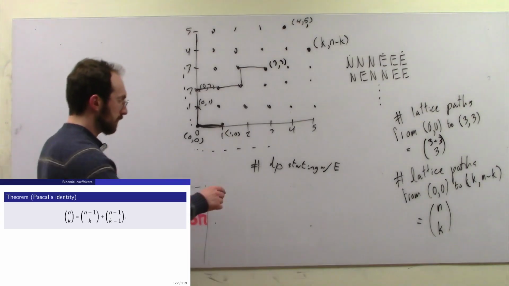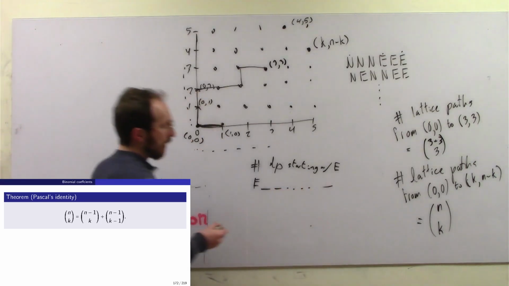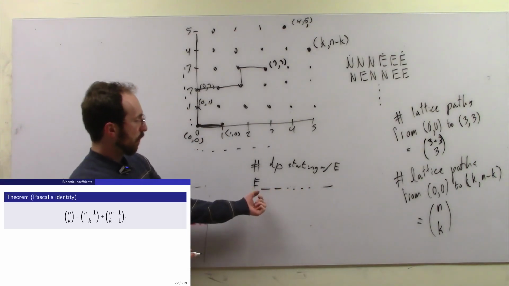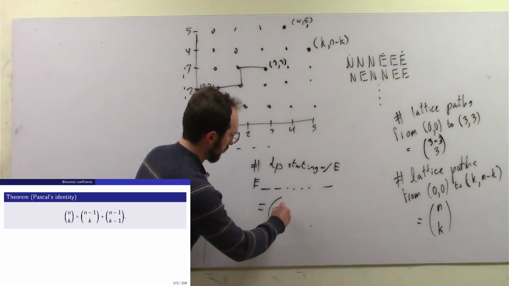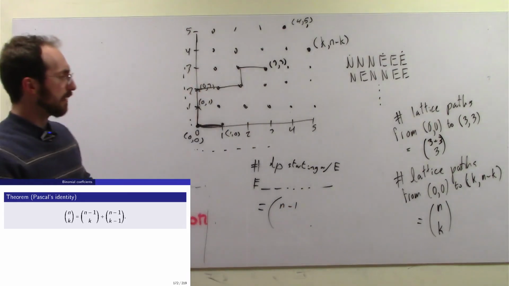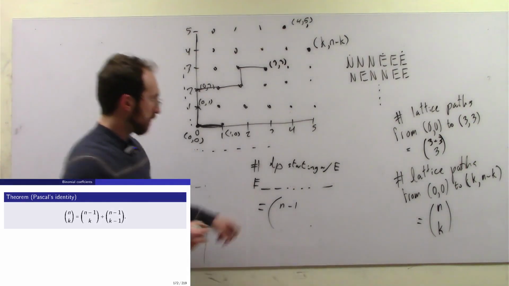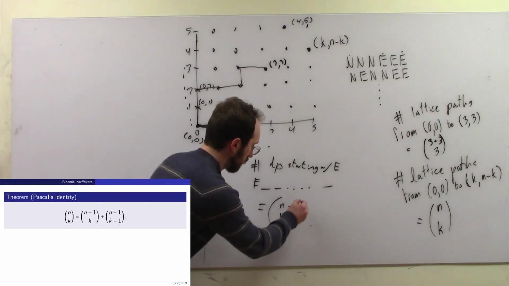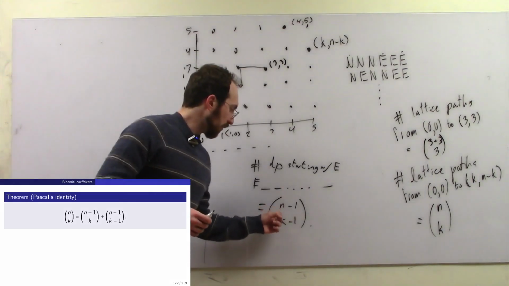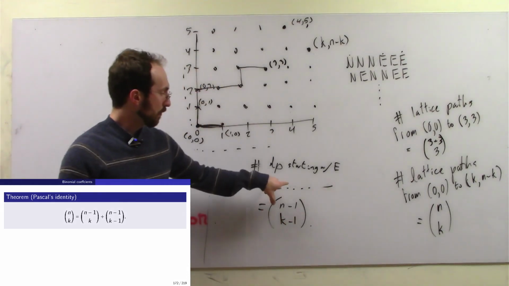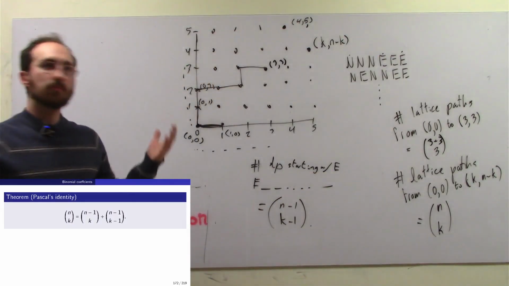Let's just think of it like this. Let's fix that E right there, and then I have N minus 1 other spots that I'm going to fill. And I was filling them with my east moves. One of them's already fixed, so there are N minus 1 choose K minus 1 ways to figure out where our other east moves are going to go. Now, awesome.